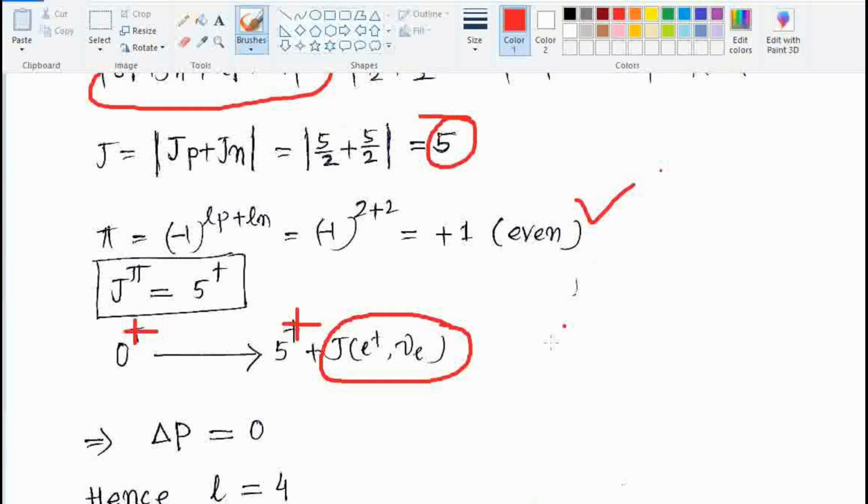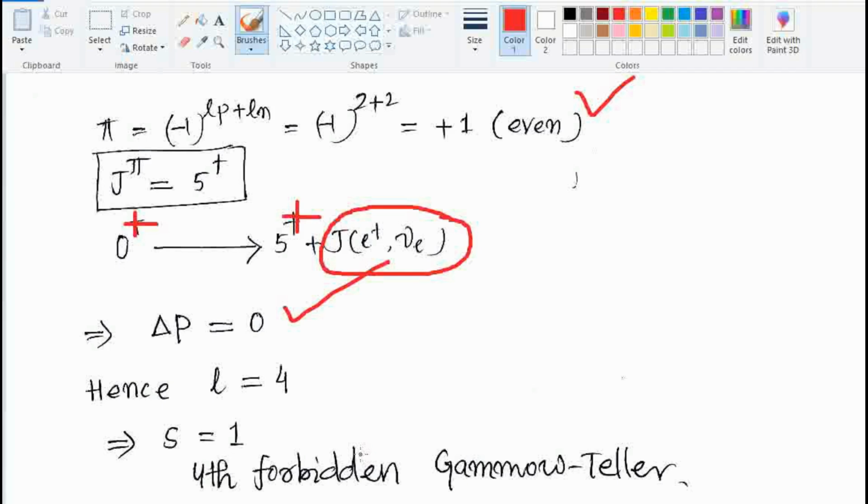So change in parity equals 0. Now if this del p equals 0, then the angular momentum taken by the outgoing particles, electron and antineutrino, this pair will take the orbital angular momentum L equal to 4.